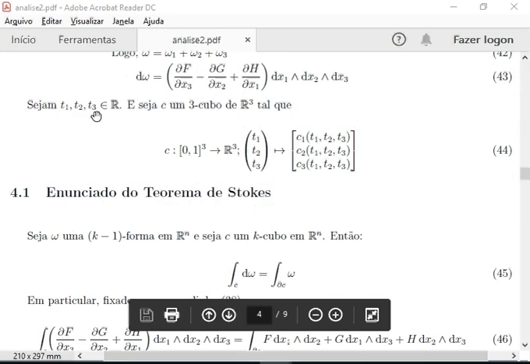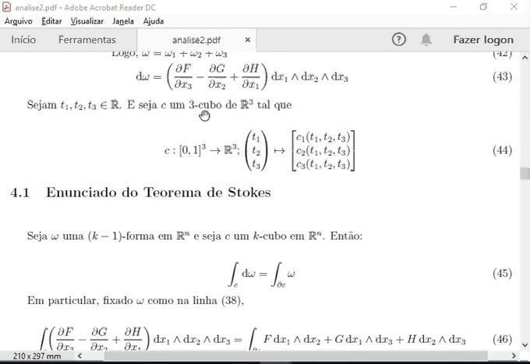Now let t1, t2, t3 be scalars in R, and let C be a 3-cube of R^3. C is a function from the cube [0,1]^3 to R^3 that maps (t1, t2, t3) to (C1, C2, C3), three functions of real variables that return real numbers.